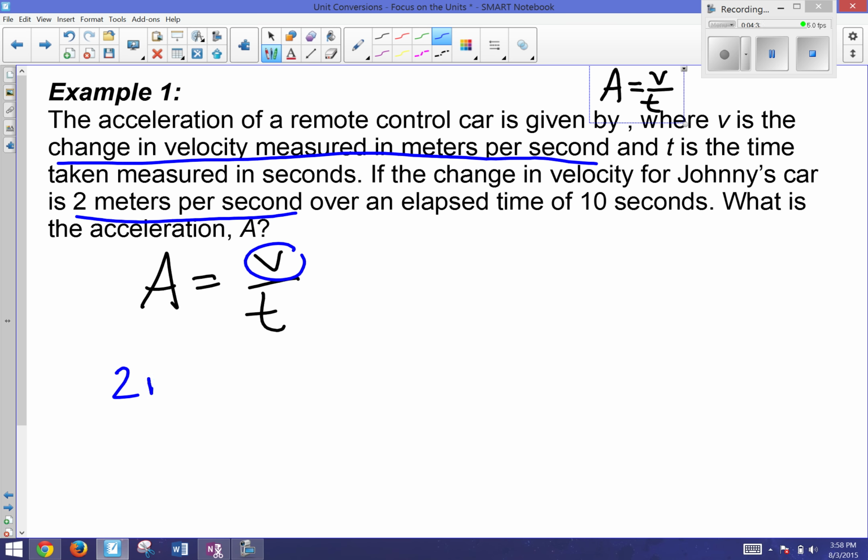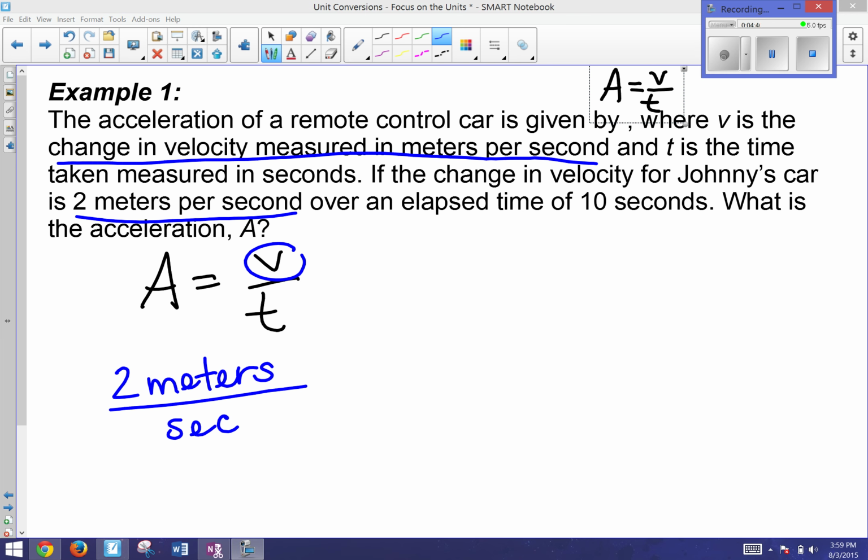2 meters per second. And remember, per, we use a fraction bar to show the unit or rate. We are also given the t, which is time. They tell us that t is the time taken measured in seconds, and they told us that that change in velocity happened over 10 seconds. So we also have T.